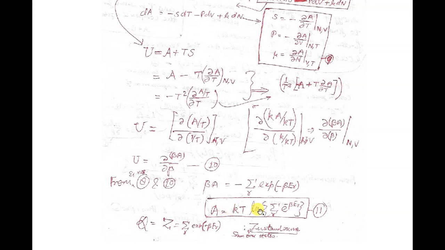This minus sign is missing. So in equation number 11 the minus sign is missing: A is equal to minus kT log of the sum over all R of exponential minus beta ER. So you have the Helmholtz free energy. From this Helmholtz free energy you can get entropy, pressure and chemical potential, that is equation number 9. All terms you can calculate.